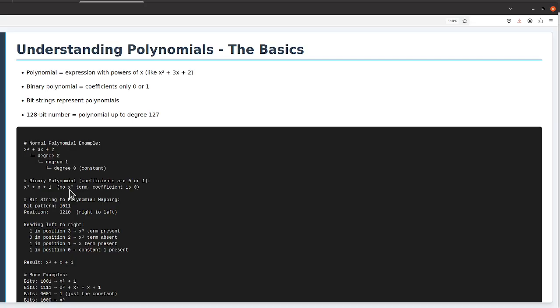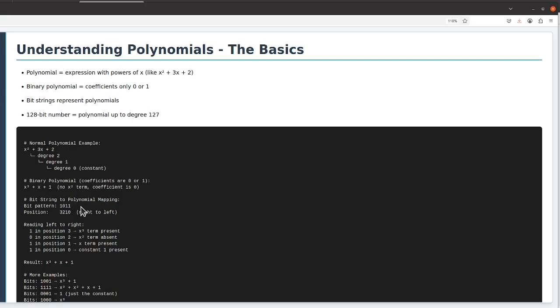In normal polynomial math, you can add, subtract, and multiply polynomials using rules you learned in algebra. For example, if you multiply x plus 1 times x plus 2, you use the distributive property. x times x equals x squared. x times 2 equals 2x. 1 times x equals x, and 1 times 2 equals 2. Adding them all up, x squared plus 2x plus x plus 2, which simplifies to x squared plus 3x plus 2.